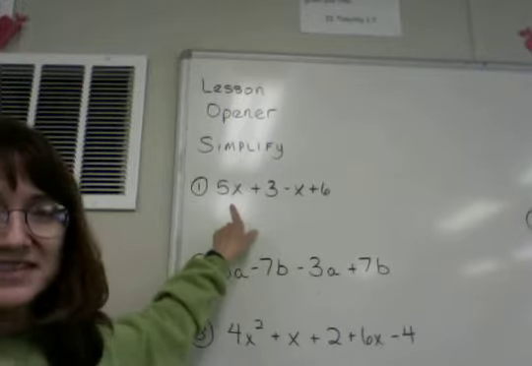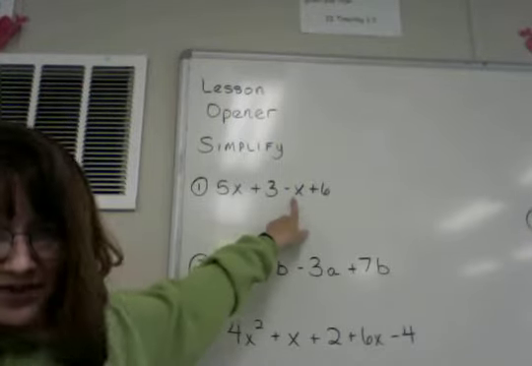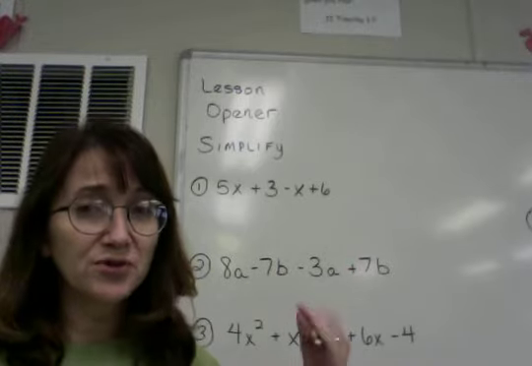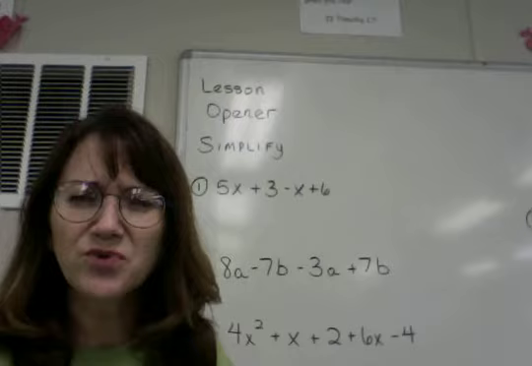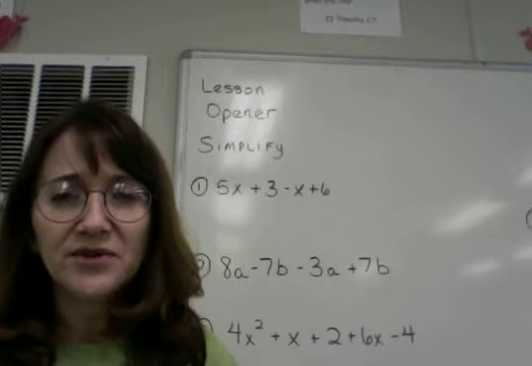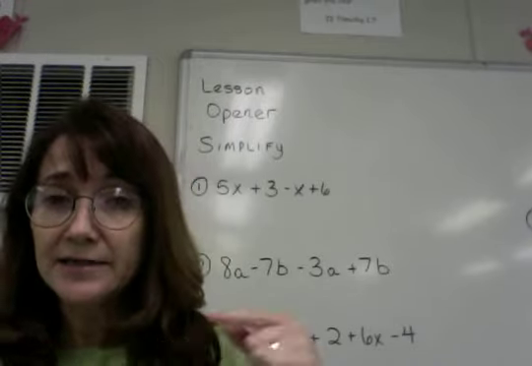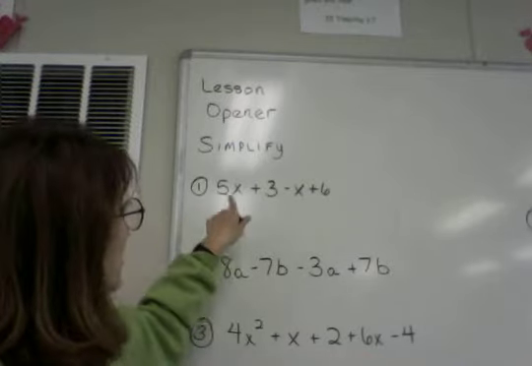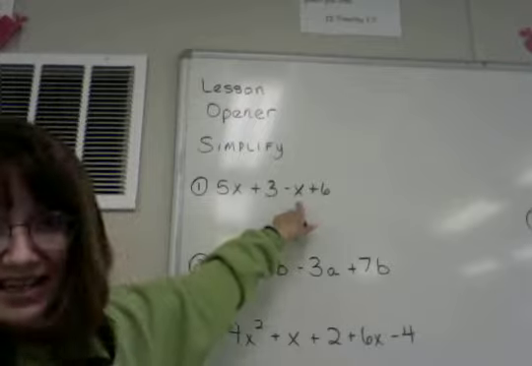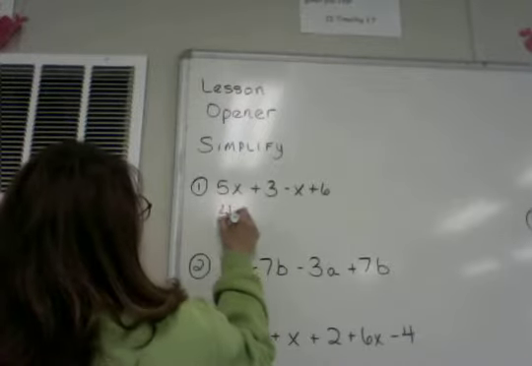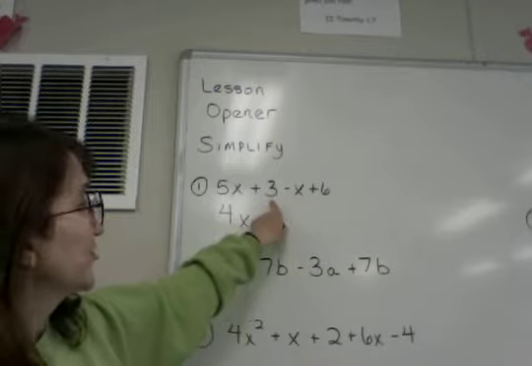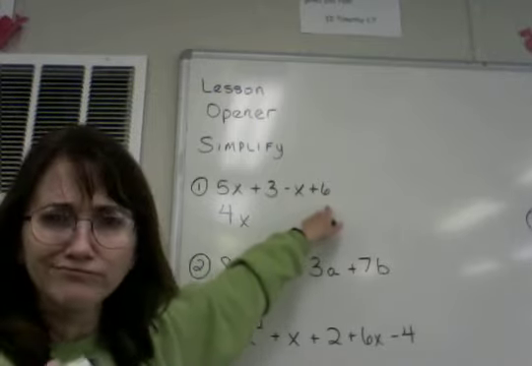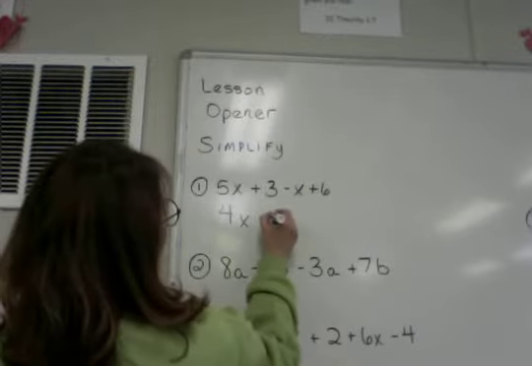I have 5x plus 3 negative x plus 6. So what we did when we were putting together these terms is we had this little byword that we can only put together like terms. So the only things I can put together are the x's. I've got a 5x plus a negative x, which would end up being a 4x. Then I have a 3 and a 6. So those are like terms. Those are constants or numbers. So that would become plus 9.